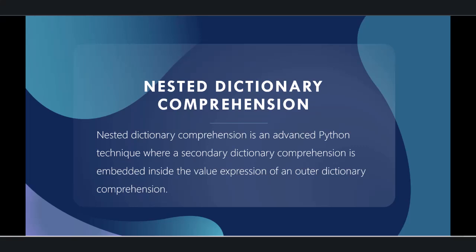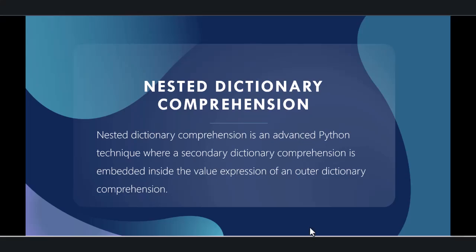Let's see the last part, that is nested dictionary comprehension. Nested dictionary comprehension is an advanced Python technique where a secondary dictionary comprehension is embedded inside the value expression of an outer dictionary comprehension, which means we'll have two dictionary comprehensions here. The second dictionary comprehension will be embedded inside the value expression part of the outer dictionary comprehension.